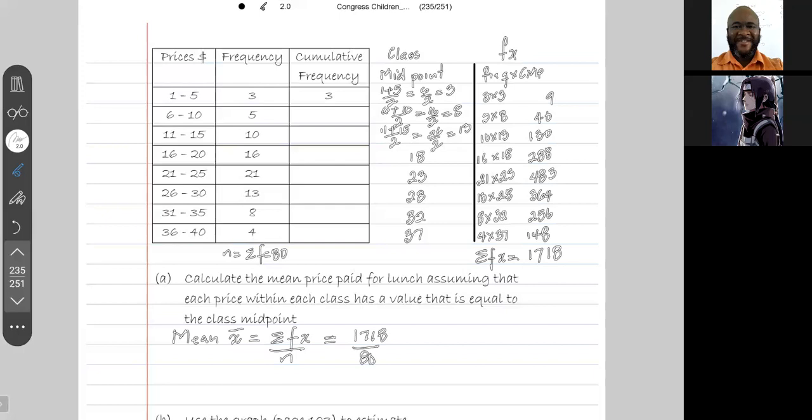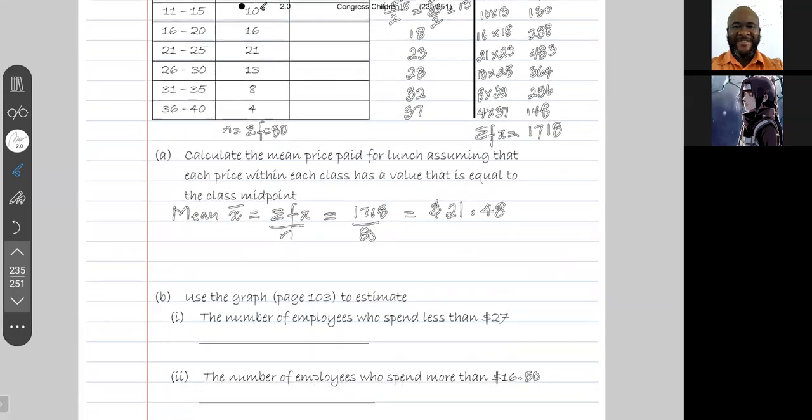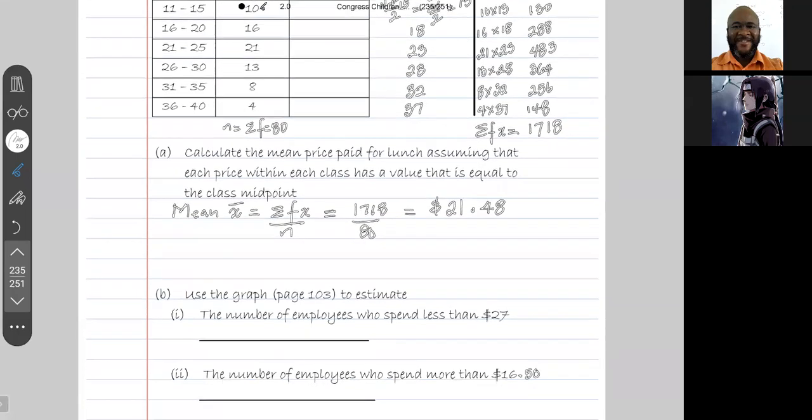So divide by 80, and we get, is this money? Yes, it's money. $21.48. That is the mean price for lunch. That is the mean price or the average price of a lunch. Next, we're asked to use the graph on the next page to estimate the number of employees who spend less than $27.